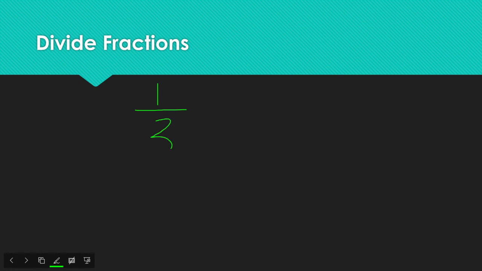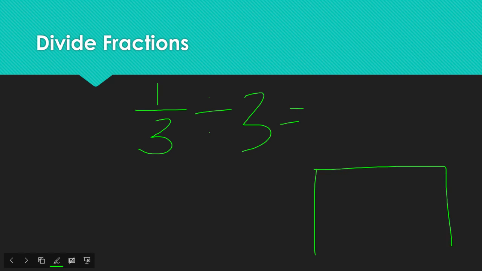I'll just flip the problem around. Let's say I have a third divided by 3. These type of problems, you're taking your fraction, which is your dividend this time. This is what I have. And you're dividing into separate groups. It's like a sharing problem.